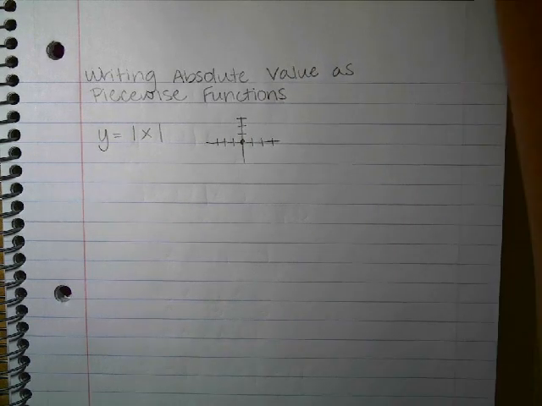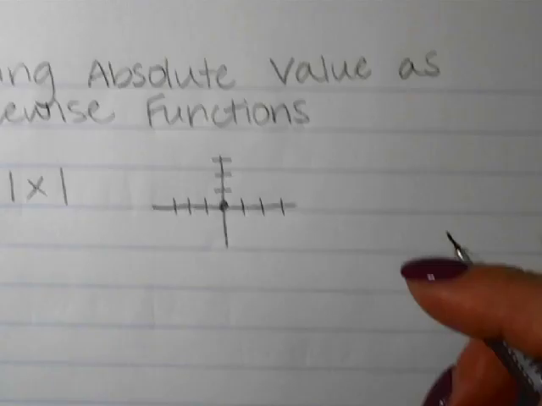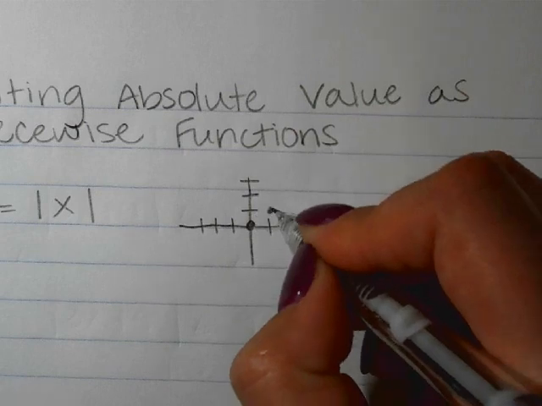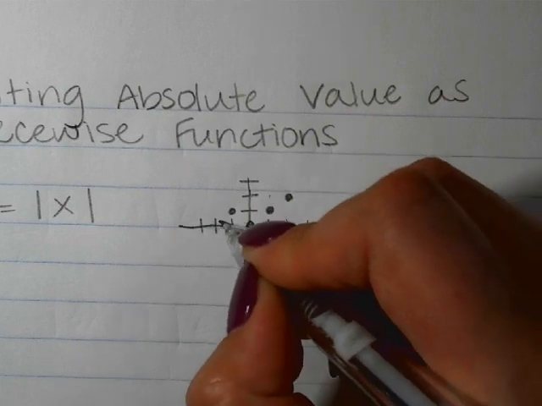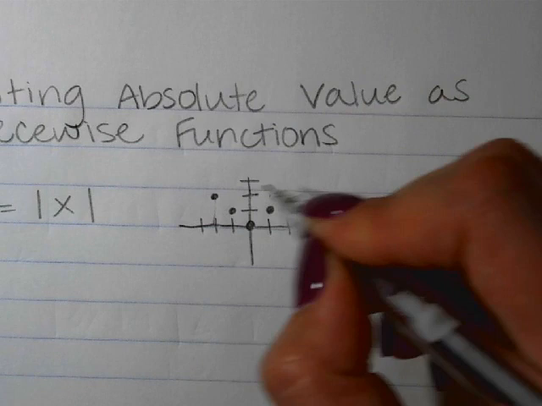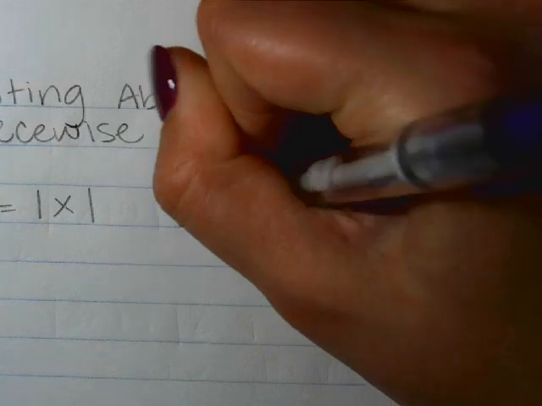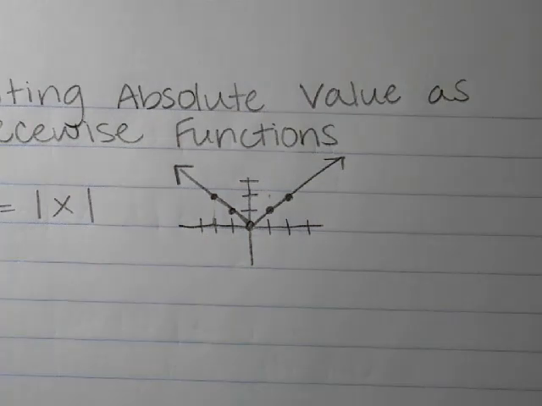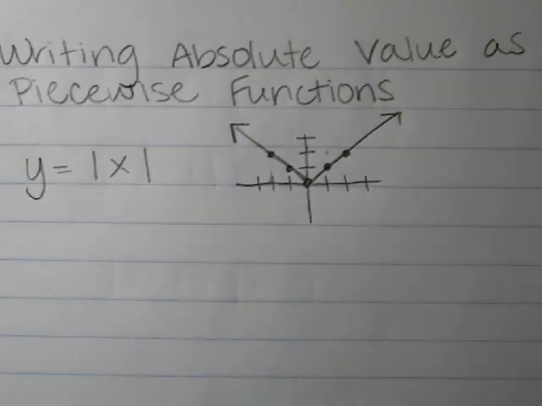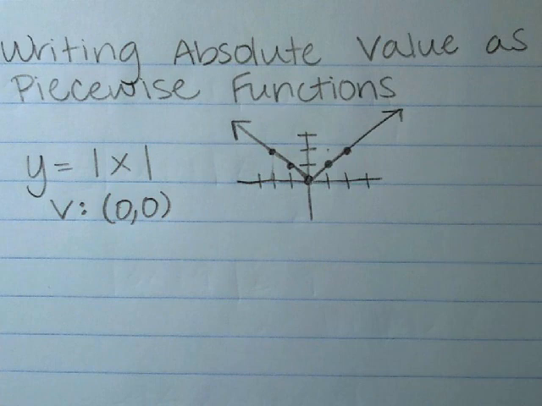And then where does it go from there? Yeah, it goes up 1 over 1, and up 1 over 1, and it does the same thing in the opposite direction. It makes that perfect V-shaped graph. Okay, so we're going to say the vertex of a regular absolute value graph is 0, 0.